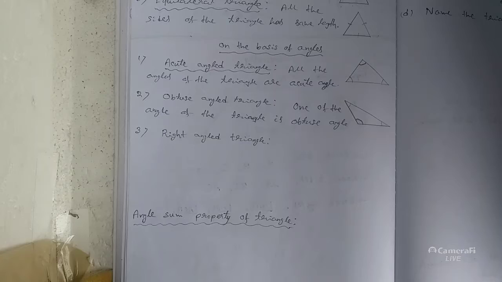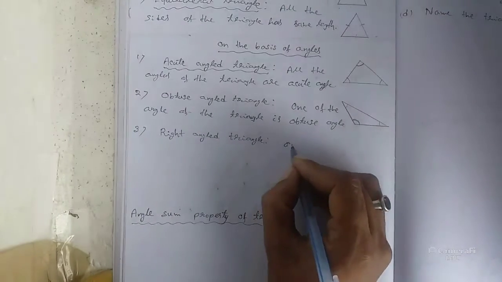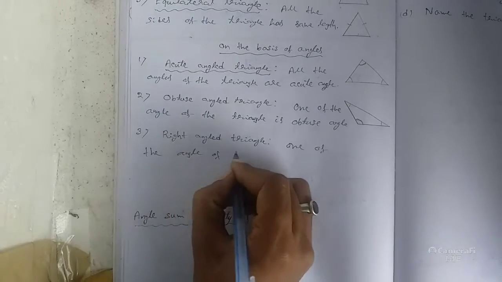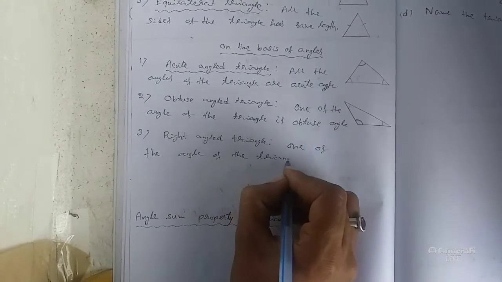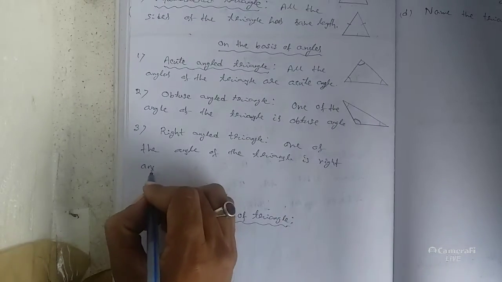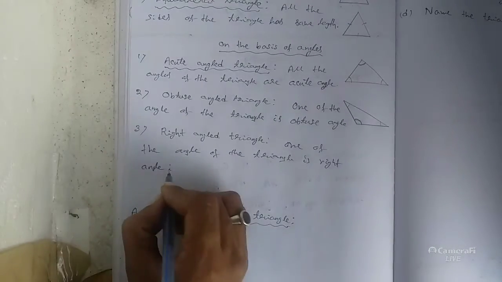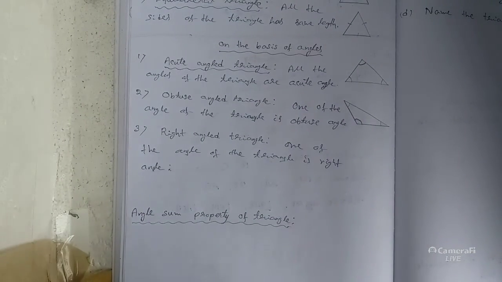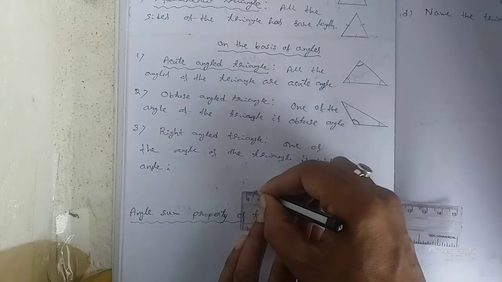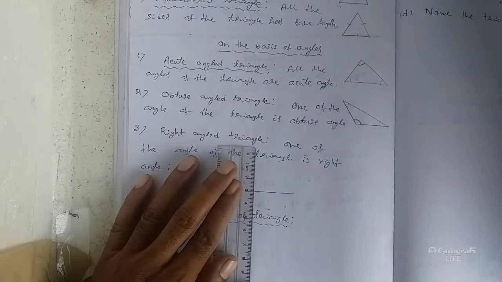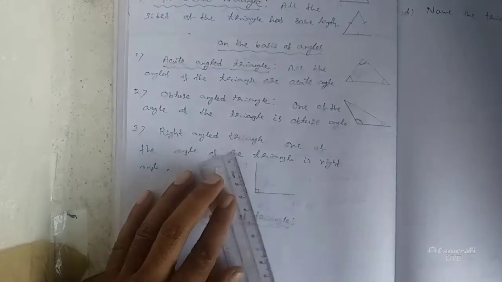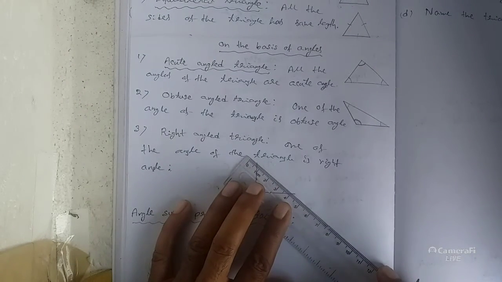Right angle triangle. In a right angle triangle, one of the angles of the triangle is a right angle, that is, one of the angles should be 90 degrees. So, what should be the figure of this type? We will make a 90 degree angle first. This is almost a 90 degree angle, this is a right angle, 90 degrees, and complete the triangle.